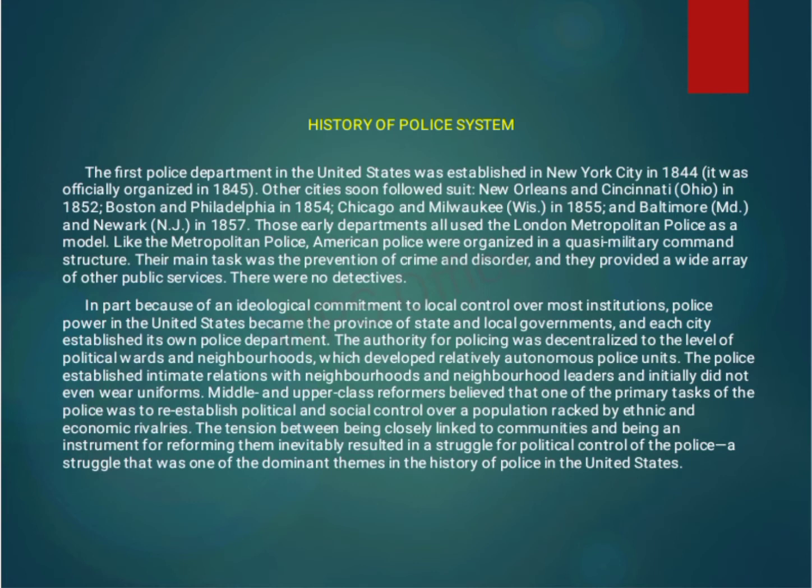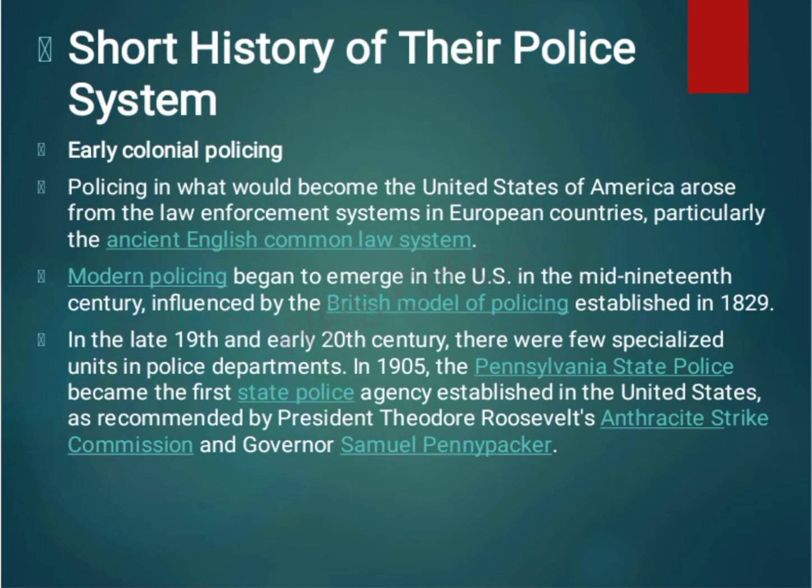Middle and upper class reformers believed that one of the primary tasks of the police was to reestablish political and social control over a population racked by ethnic and economic rivalries. The tension between being closely linked to communities and being an instrument for reforming them eventually resulted in a struggle for political control of the police, a struggle that was one of the dominant themes in the history of police in the United States. Short history of their policing system.